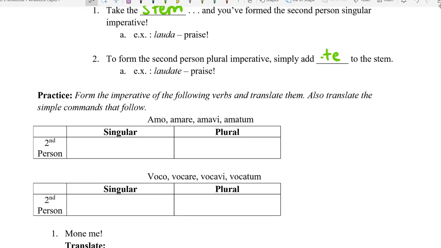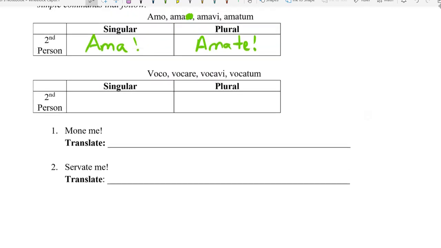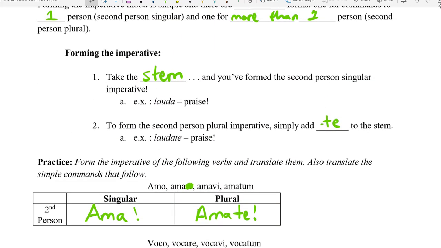Let's go through at least just this one practice here. So form the imperative of the following verbs and translate the commands. So amo, amare, right? Well, to get our stem, get rid of the re. So our second person singular is ama. And that's it. Love. And then our plural, we take our same stem and we add te. And that's it. Okay, that's it for the imperative. Try the rest of these practices on this note sheet.